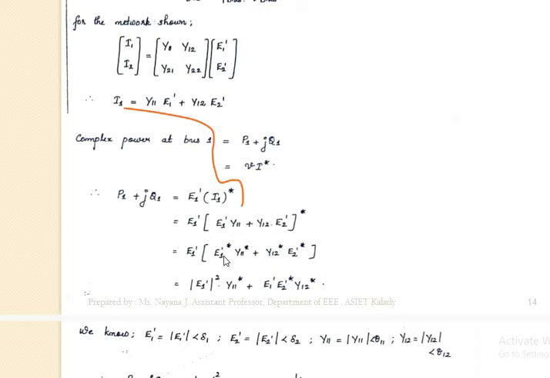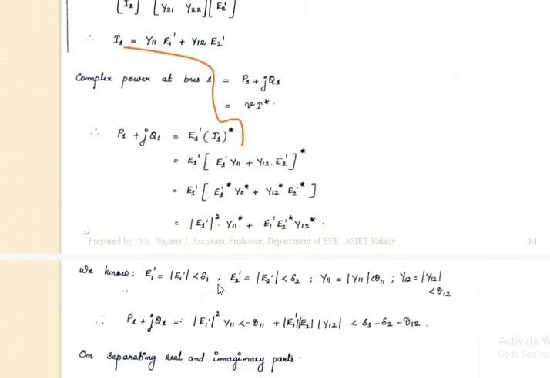If you are expanding that conjugate here, E1 dash into E1 dash conjugate into Y11 conjugate plus Y12 conjugate into E2 dash conjugate. And while I am considering this, I am expanding this, it would be E1 into E1. So E1 square into Y11 conjugate plus E1 into E2 conjugate into Y12 conjugate. Okay. So how did it become E1 square?